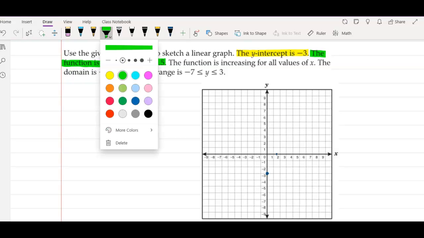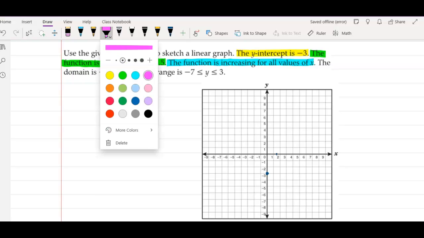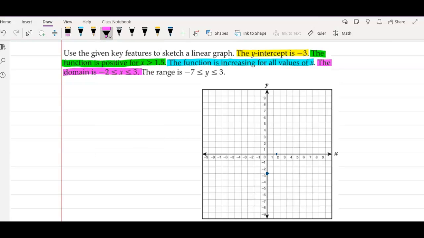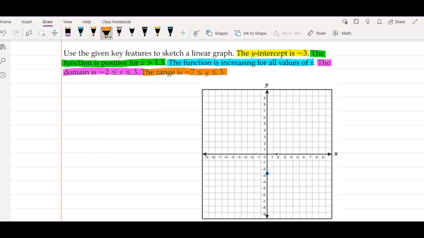Then they tell me that the function is increasing for all values of x. Increasing means going uphill for all values of x. That means it never has a turning point where it turns down and goes back up again. It's constantly increasing for all values, like a straight line. Then they tell me that the domain is between -2 and 3. And finally, I know that the range is between -7 and -3.